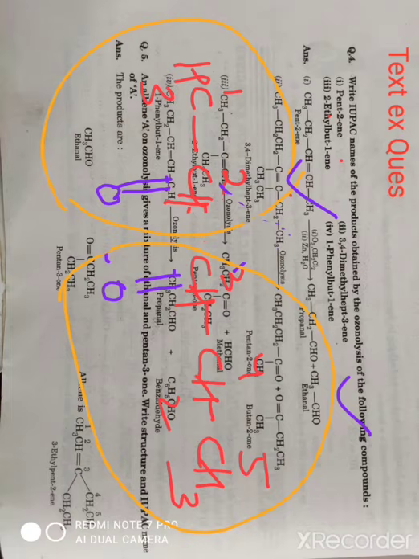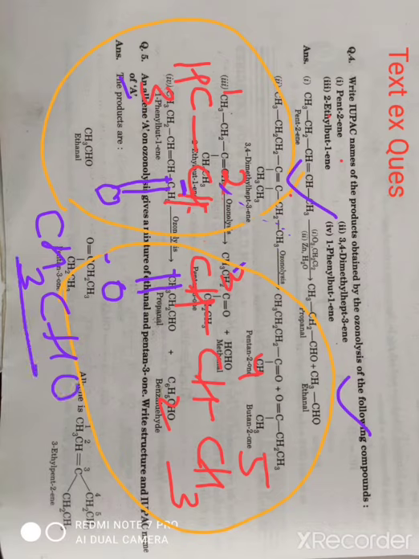Now how do we name this one? Look here, this one is CH3 CH double bond O, that is CH3CHO. That is an aldehyde, because the CHO group is an aldehyde group. And which aldehyde is this? A 2 carbon aldehyde, that is ethanal. So what is the name for this one? Ethanal.